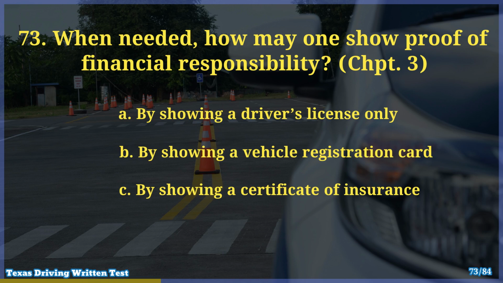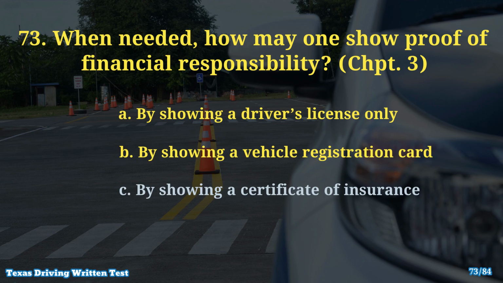73. When needed, how may one show proof of financial responsibility? A. By showing a driver's license only. B. By showing a vehicle registration card. C. By showing a certificate of insurance. Answer is C. By showing a certificate of insurance.